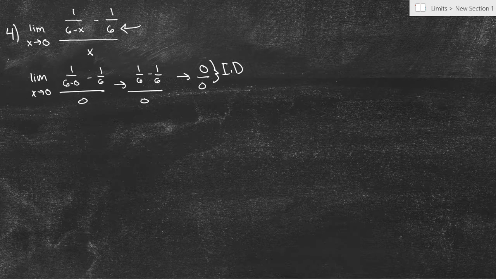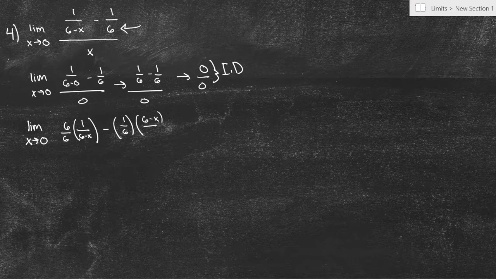So it looks like the function on the left is going to need to be multiplied by a 6. So we're going to have 6 over 6 times the 1 over 6 minus x. Then the function on the right is going to need to be multiplied by the 6 minus x, so 6 minus x divided by 6 minus x. Alright, now let's see what we get from that. We're going to get 6 over the common denominator of 6 times 6 minus x, and then minus 6 minus x divided by that common denominator of 6 times 6 minus x.